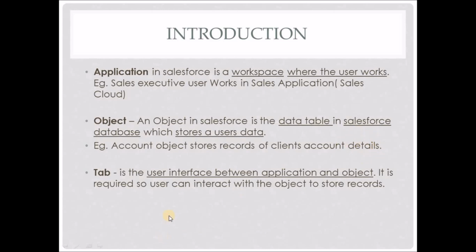Now let's see what is a tab. A tab is a user interface between application and an object. So if a user wants to store a record inside an object, he will have to interact with a corresponding tab to make it happen. Now this is because a user cannot access the object directly to store a record on an application. You'll get a better picture of these topics in a while when we get into the hands-on practice.